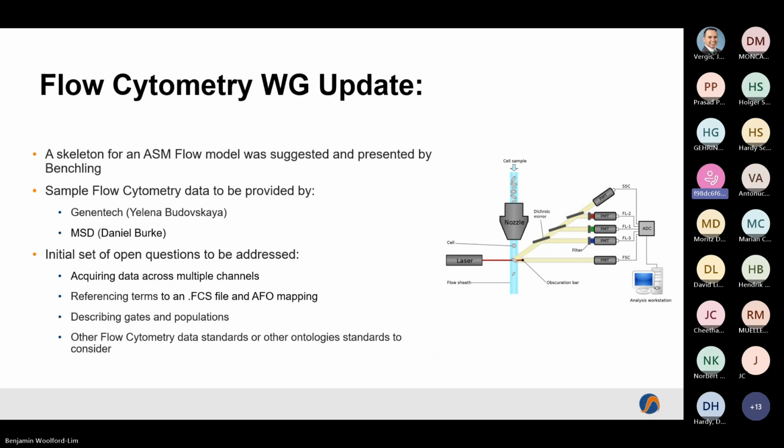So we have a skeleton for a flow model presented by Benchling. We've got some sample data coming from Genentech and MSD, a list of open questions, some of which the group's already discussed and tackled around things like querying data across multiple channels. I think we've covered how to use FCS, and as I said, we're going to sit above the FCS file. Describing gates and populations is an ongoing discussion, and then other flow cytometry standards or ontologies to consider, which we've done the homework on and are going through now.